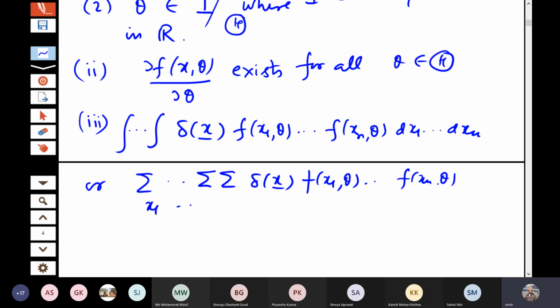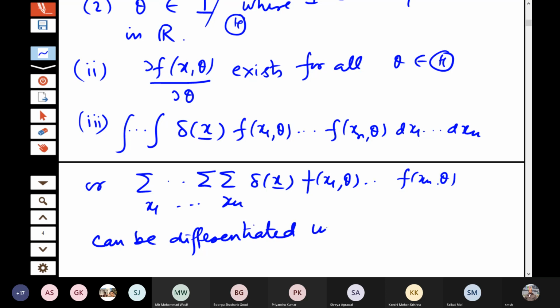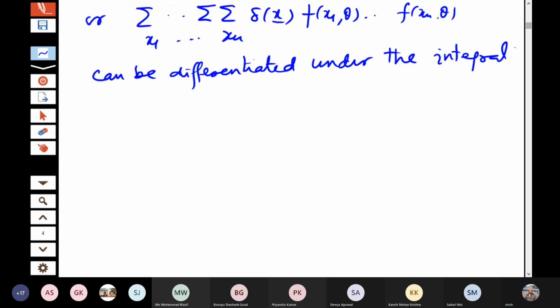And this sum is over x1, x2, xn, okay? This can be differentiated under the integral or summation sign.